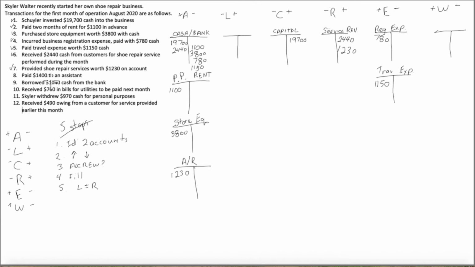Paid $1,400 to an assistant. All right, so as soon as we hear paid, where did the money come from? Well, it had to come from the bank. So we know for sure that cash is one of the accounts. And then we paid somebody, so what would that fall under? An expense, right? So we'll make another account. Another word that we use for paying someone is salary, right? Salary expense, if we're paying employees.